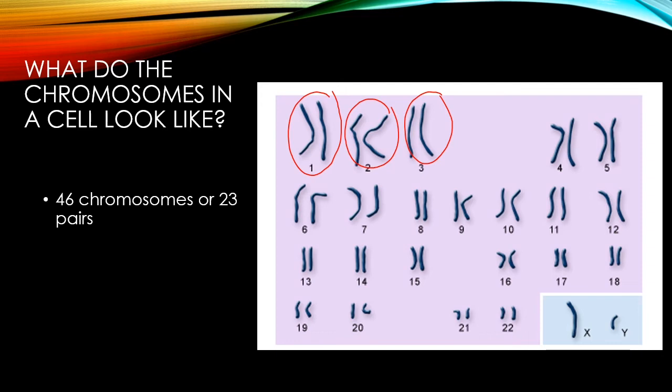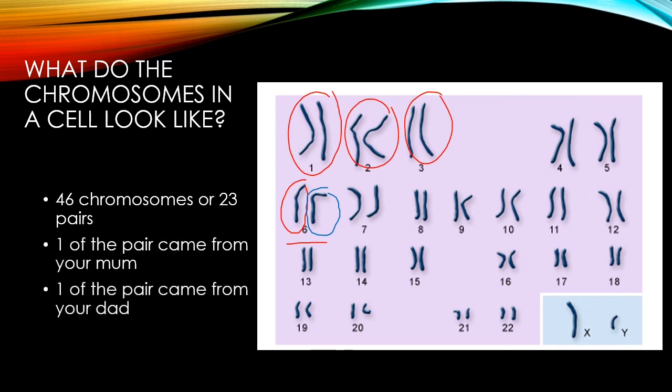Now, if we look at one individual pair, okay, let's choose pair 6, why not? If we choose an individual pair, you're going to find that one of that pair comes from your father, and one of that pair comes from your mother. So we're saying that in each pair you've got one coming from your father and one coming from your mother. That's how these things work, and that's why we have pairs of chromosomes, 23 pairs, because one of each pair is from your dad and one of each pair is from your mum.